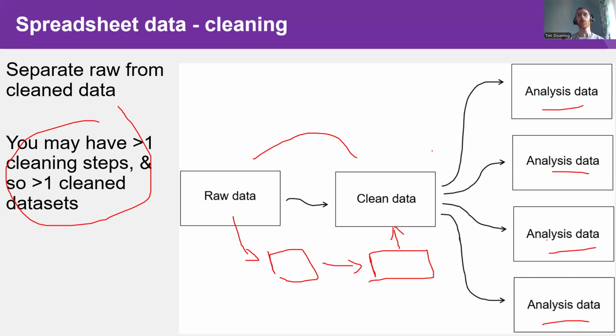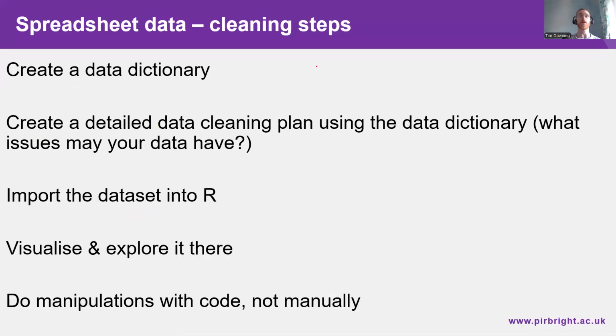What will help you achieve that is a consistent data dictionary, a way of naming things. Create a data cleaning plan using the data dictionary. What issues could your data have? For example, there could be missing data. There could be data where you have extreme values that you shouldn't have for certain measures. You may want to remove data that's uninformative.